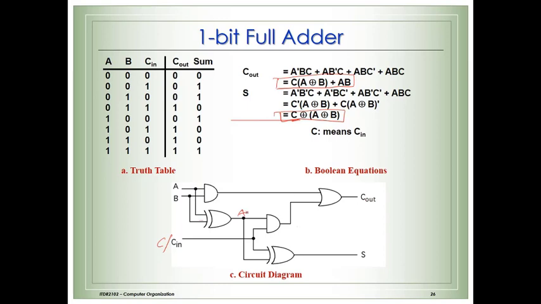So here we will get A exclusive OR B, right? Then we need to perform exclusive OR with C. So here A exclusive OR B is coming over here, then C is coming here. So here you will get A exclusive OR B exclusive OR C, correct? So this is done, correct?